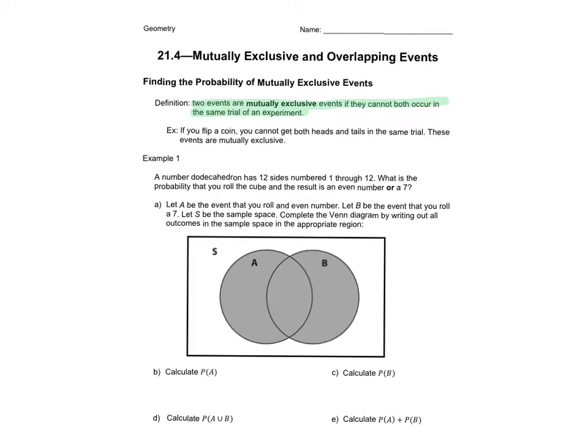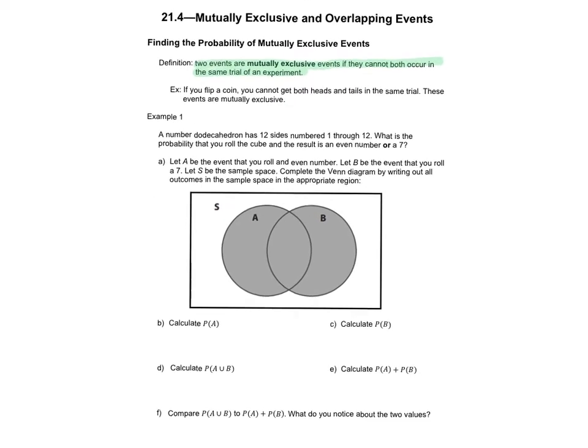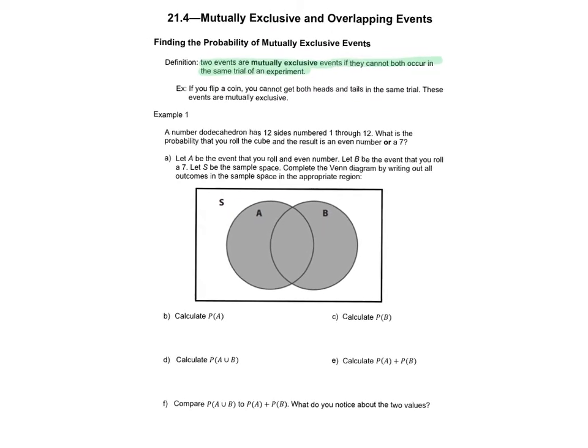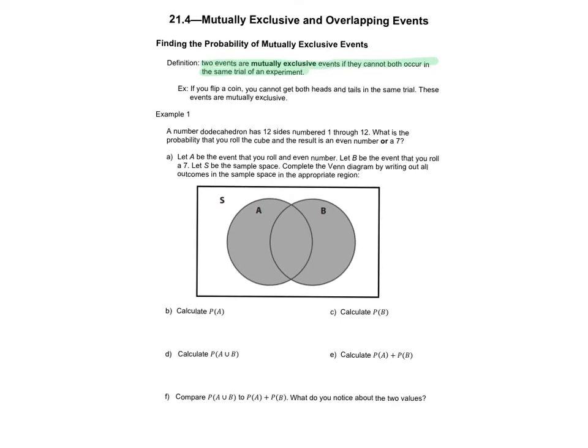So here in example 1 we have two sets. We have a dodecahedron die, so that's 12-sided, and it says what is the probability that you roll the cube and the result is an even number or a 7. That word or is a key word here. Or means either even or a 7. So those two probabilities will be combined.